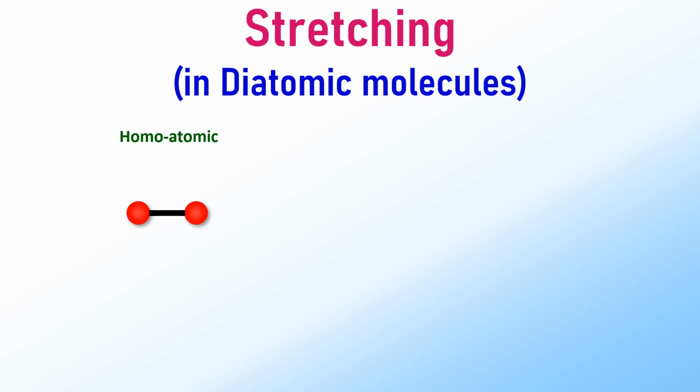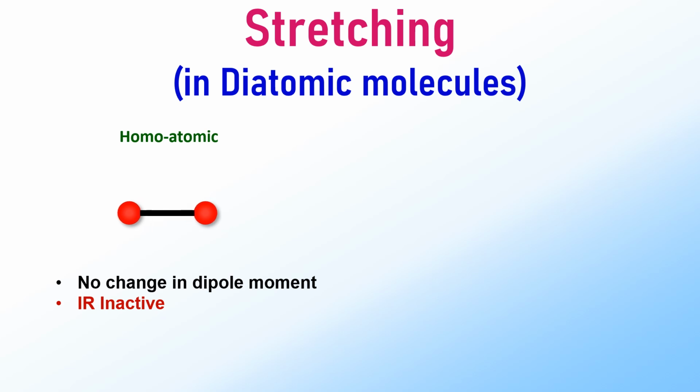Let us begin by looking at the simplest type of vibration in a homonuclear diatomic molecule. It is a stretching vibration without change in the dipole moment of the molecule, making this mode IR inactive. One should remember that for a vibration to be IR active, there must be a change in the dipole moment during the vibration. In the case of a homonuclear diatomic molecule, the dipole moment is initially zero, and since no dipole moment is altered during the stretching motion, the vibration does not interact with the infrared radiation, making it infrared inactive.